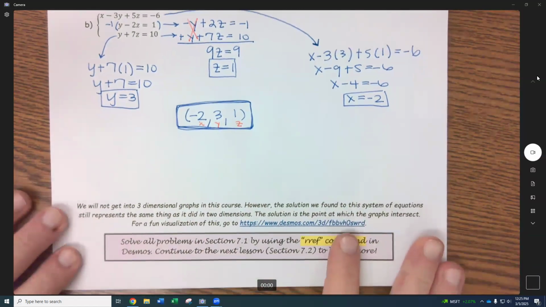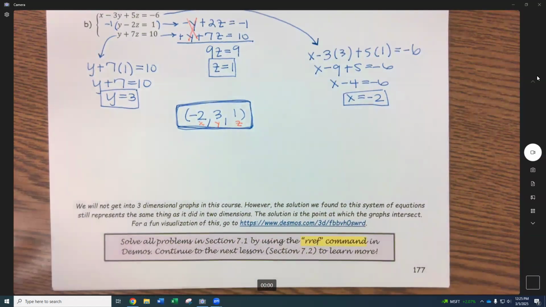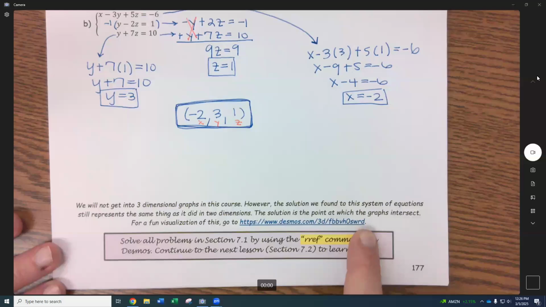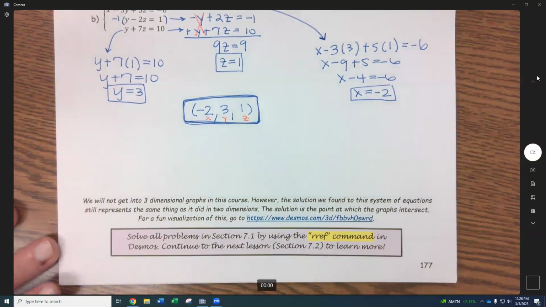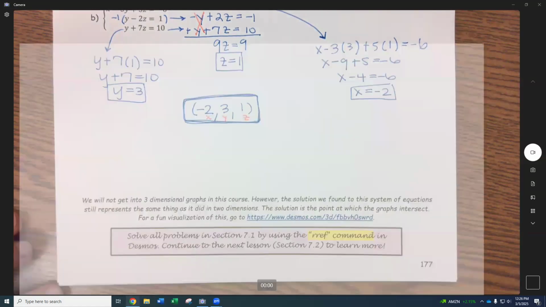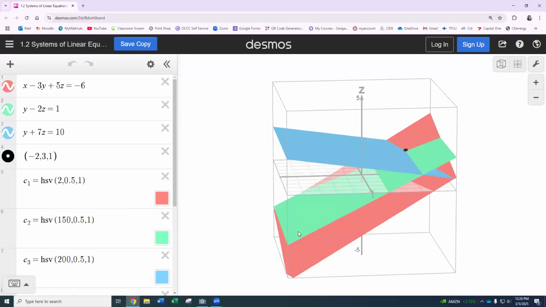I have 2 notes down here. The first note says, we will not get into 3-dimensional graphs in this course. However, the solution we found to the system of equations still represents the same thing as it did in 2 dimensions. The solution is the point at which the graphs intersect. So for a fun visualization of this, click on this link. You can either type that in, or if you have the PDF version, just click on that. I already have that pulled up. When you click on it, here it is.